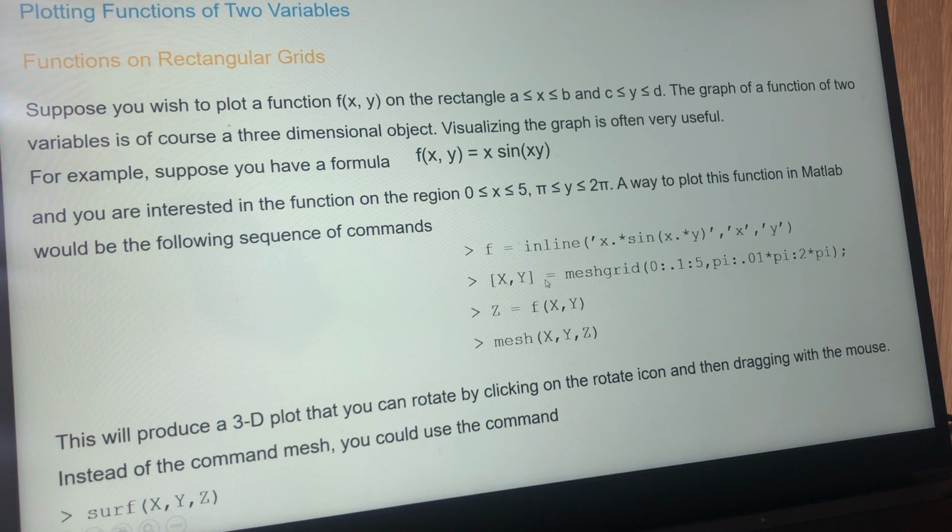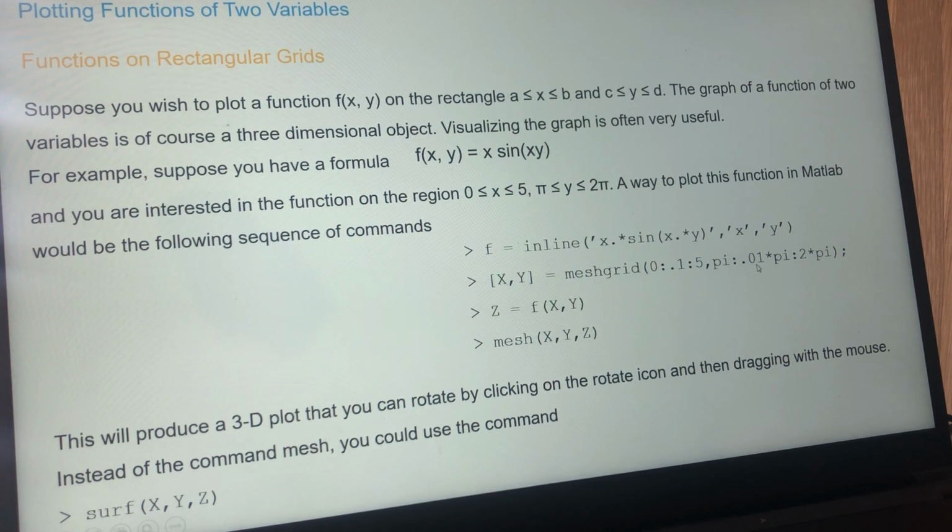And after that, I need to open a mesh grid. Mesh grid is kind of a matrix. It will contain the information for the x and y axis. So for the x axis, we will plot it from 0 to 5, and I have to divide this one into smaller regions just as we were defining x. So the increment is 0.1 for that. And for the y-axis, I'm defining from pi to 2 pi, and the increment is 0.01 times pi in each step it will go.